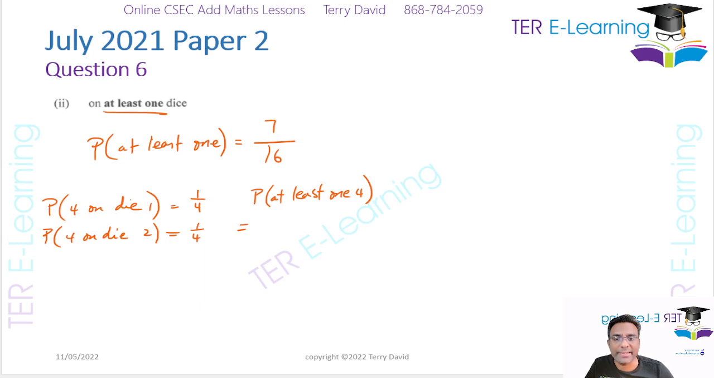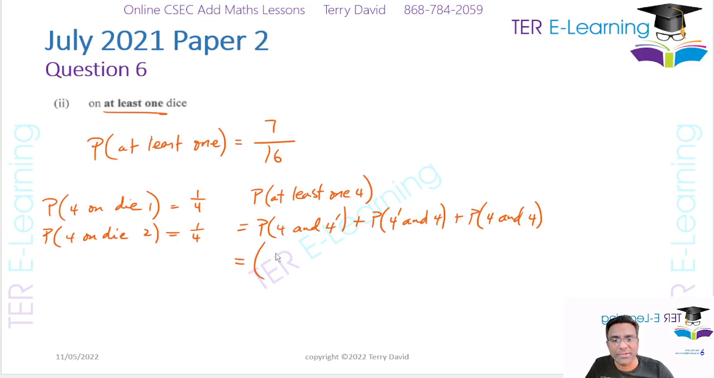We can either get a 4 and something else, so you can get a 4 on the first die, say, and not a 4. The second option will be not a 4 and then a 4. We have another possibility as well: we can get a 4 and a 4. Those are all my different possibilities there.